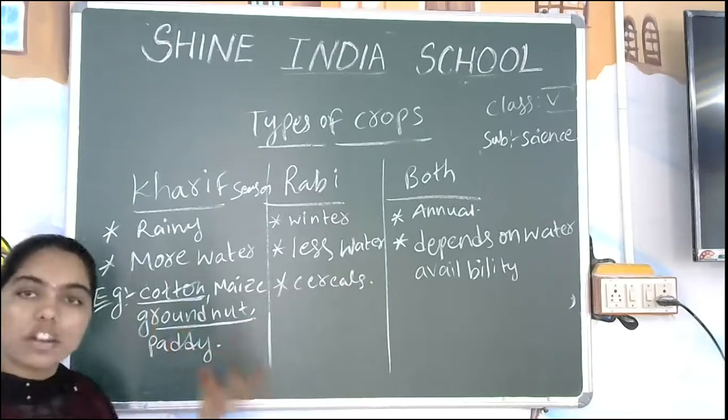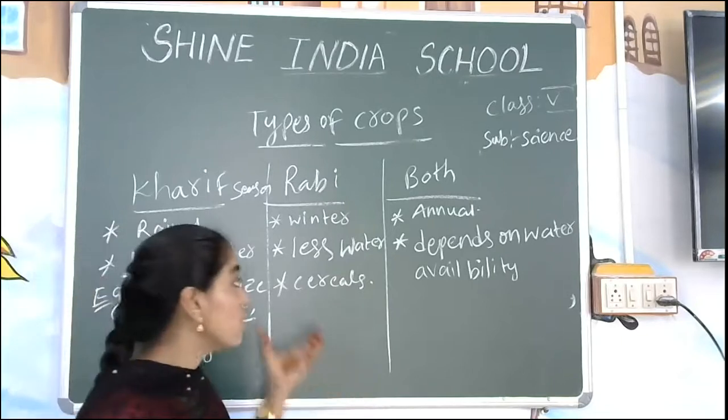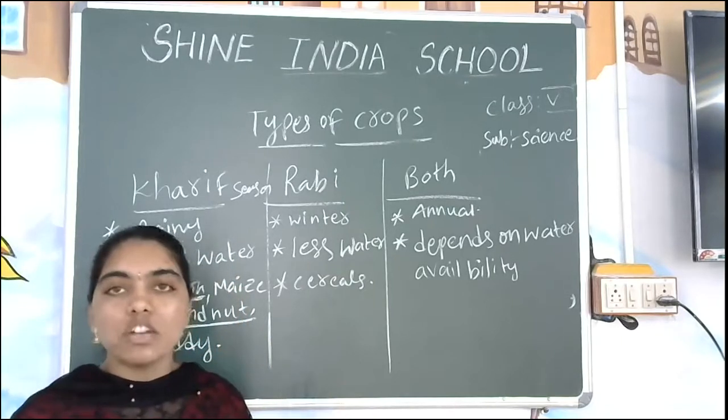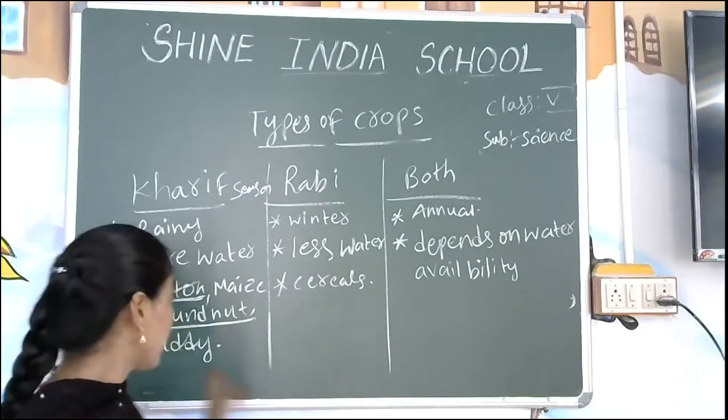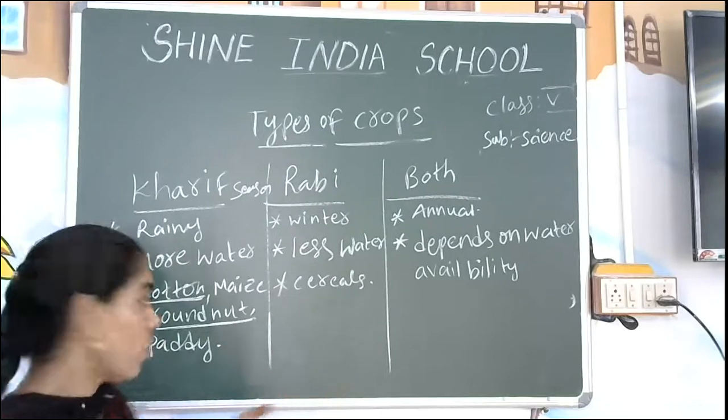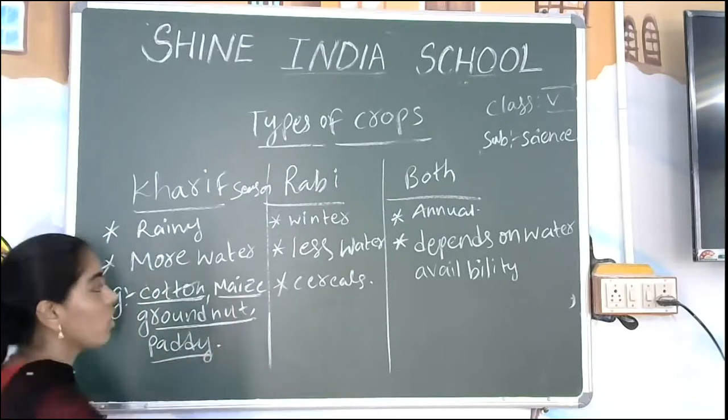What about the cotton? Cotton we are also using daily. So those types of crops are called commercial crops. The remaining crops come under normal crops like paddy, maize, all these things.